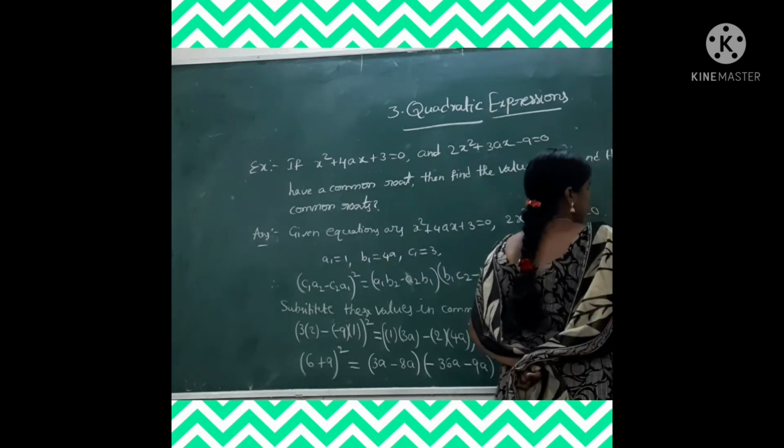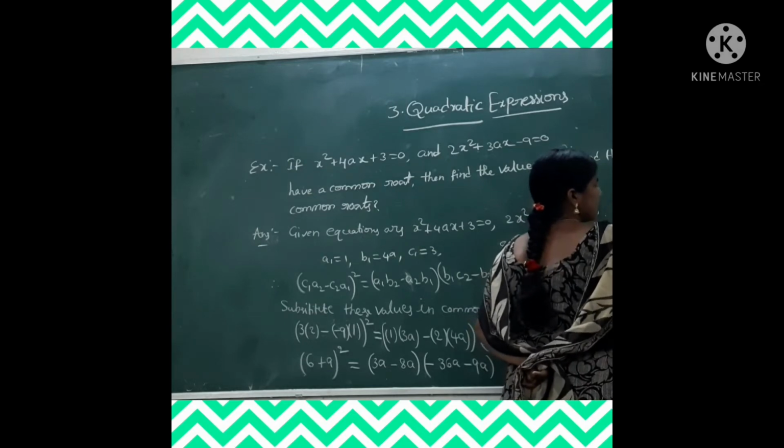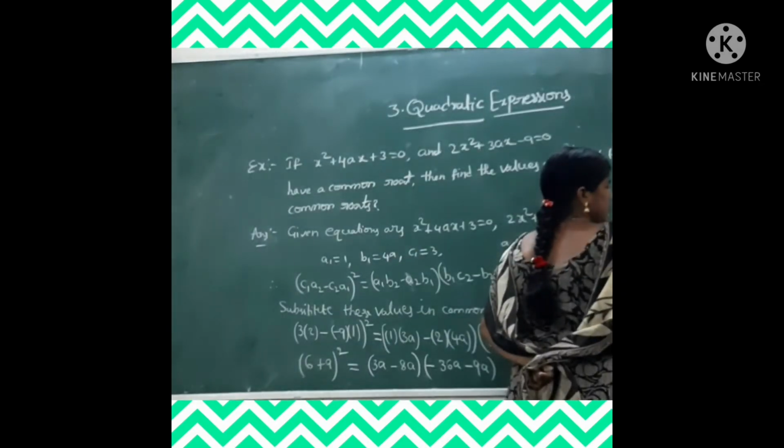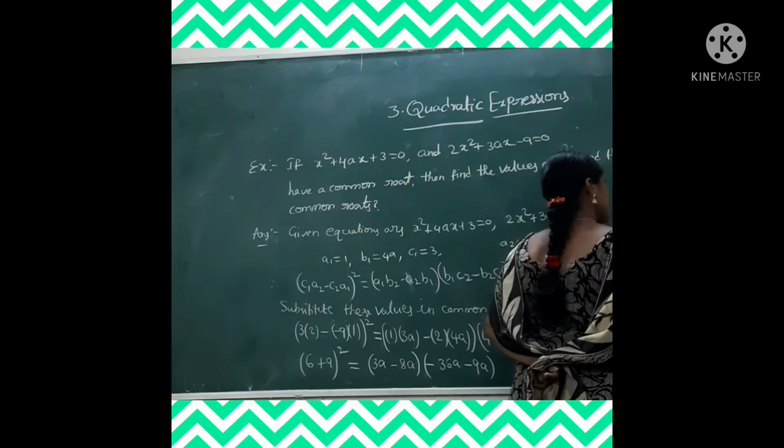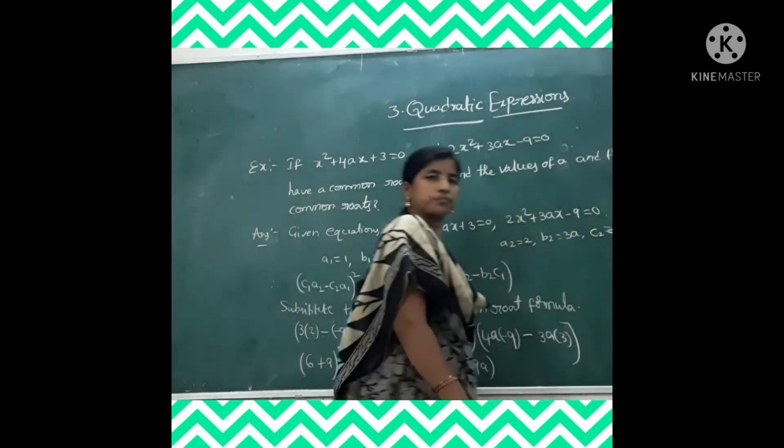Yes. Therefore, A square is equal to 225 by 225. Both are cancelled. A square is equal to plus or minus 1. Okay.